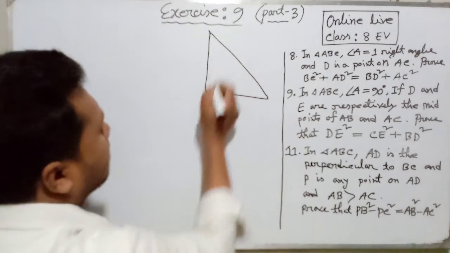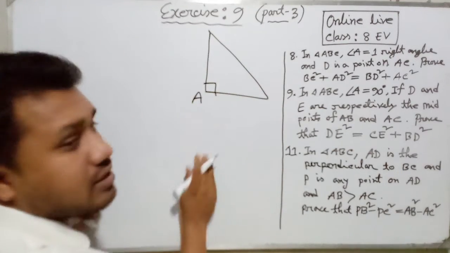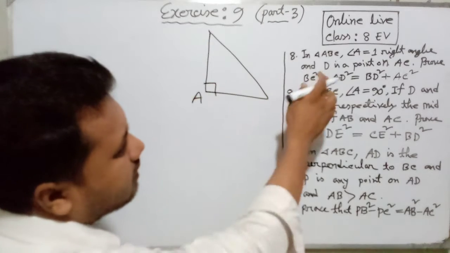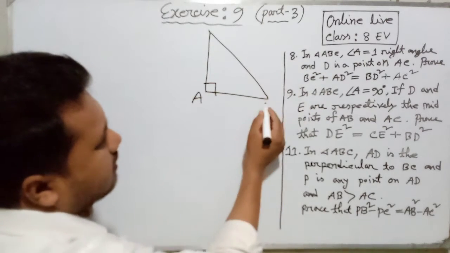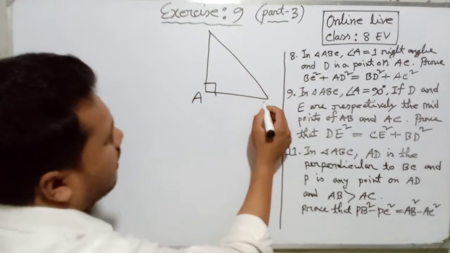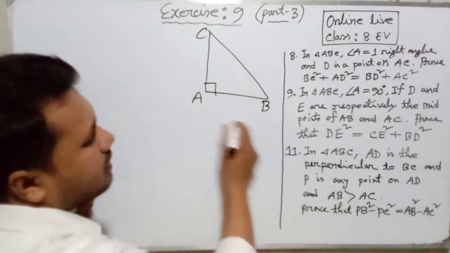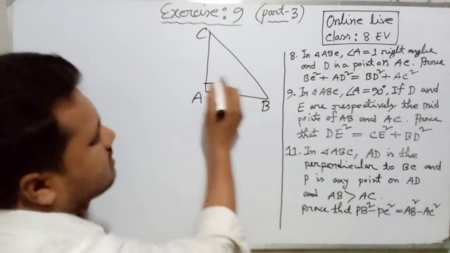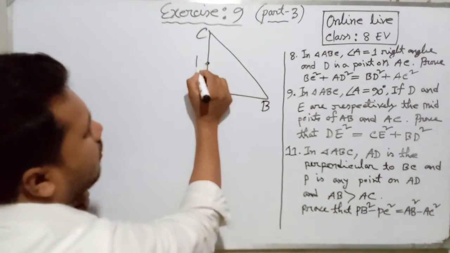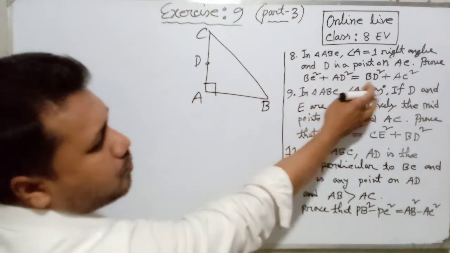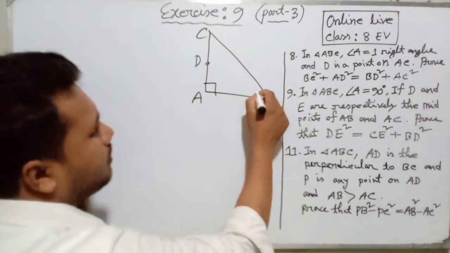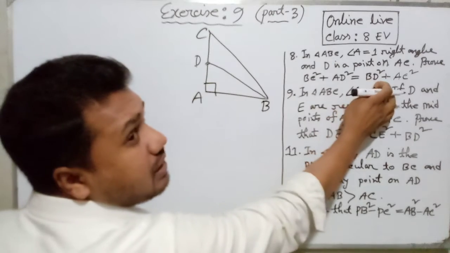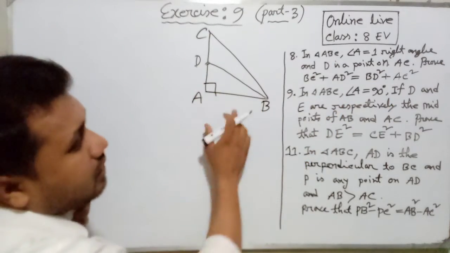Suppose this is A, this is a right angle, 90 degrees, and suppose this is our B and this is our C, and D is a point on AC, so it is the midpoint of AC. Now we have to prove that, so we can join B and D, because this is BD.